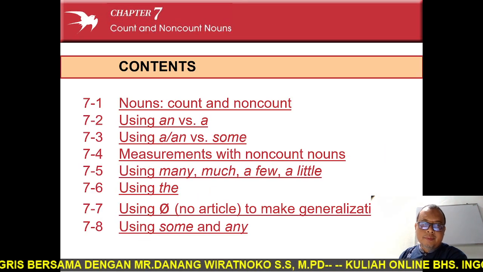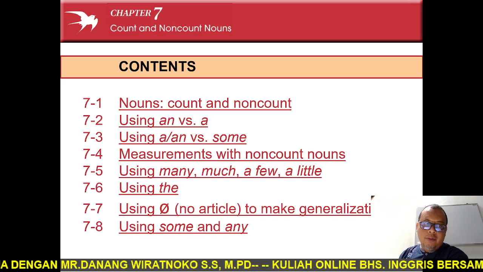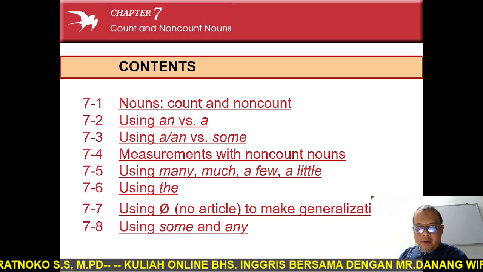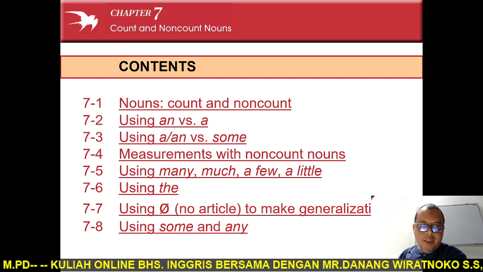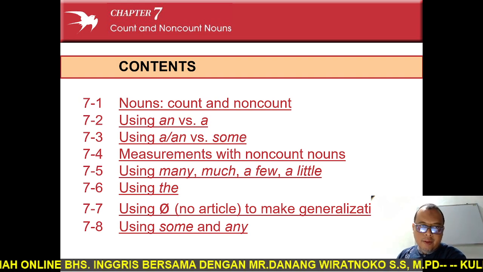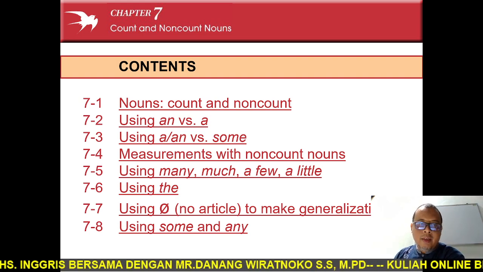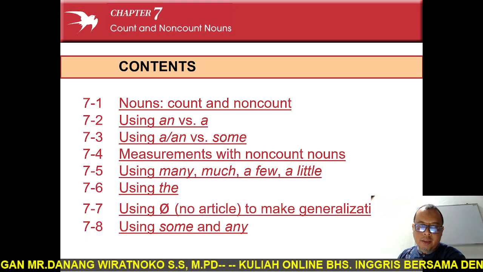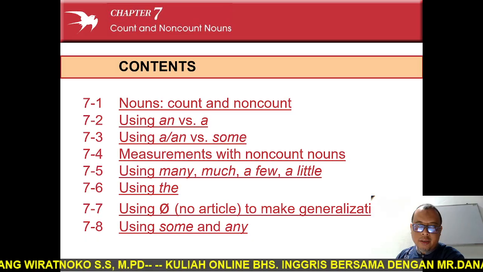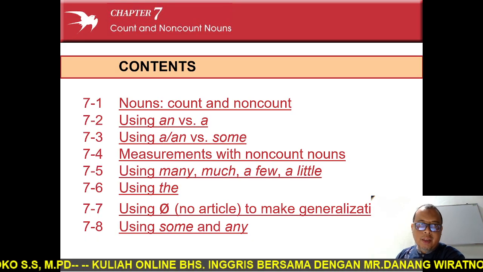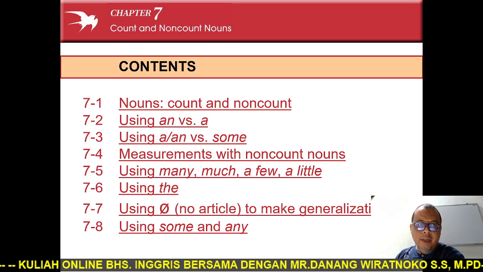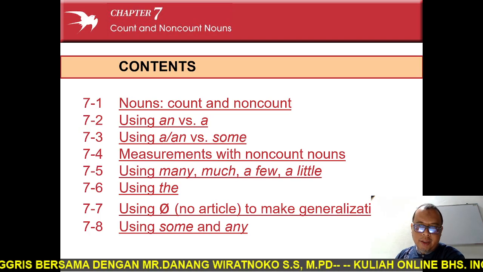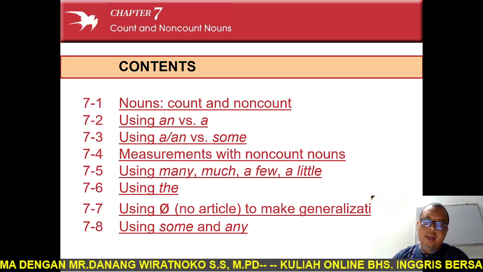This one, countable and uncountable noun. So basically, countable and uncountable is related with nouns. Okay, so we have a versus an, and some. The measurement with countables, we have using many, much, a few, and a little. Using the, so the article consists in the countable and uncountable noun.